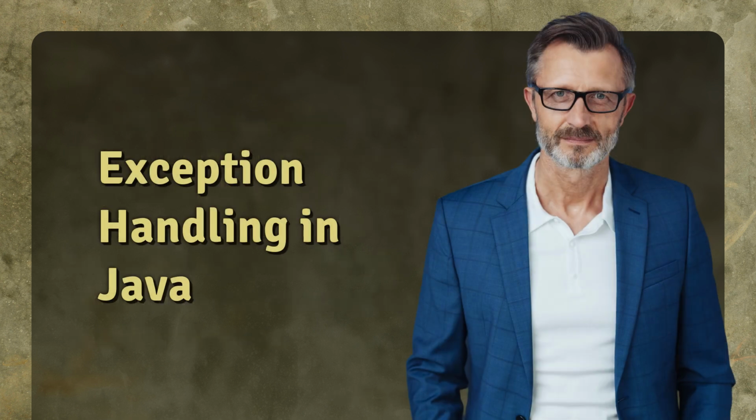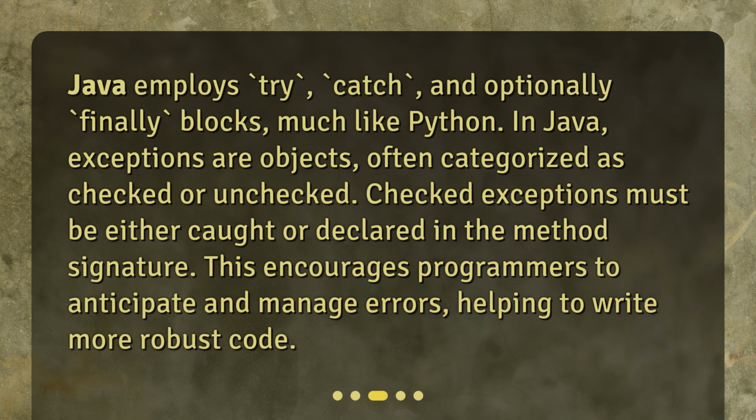Exception handling in Java. Java employs try, catch, and optionally finally blocks, much like Python. In Java, exceptions are objects, often categorized as checked or unchecked. Checked exceptions must be either caught or declared in the method signature. This encourages programmers to anticipate and manage errors, helping to write more robust code.